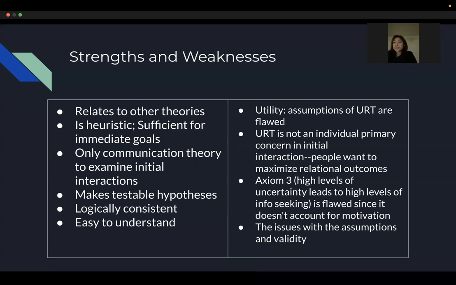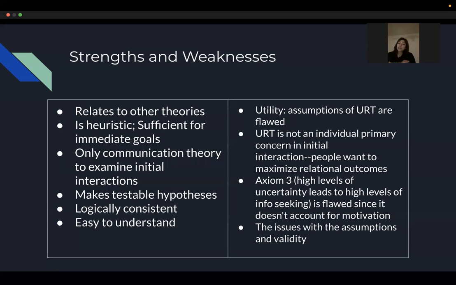Thank you, Colin. So today I'm just going to be talking about the strengths and weaknesses of uncertainty reduction theory. So in the left-hand column, we have the strengths, and on the right-hand column, we have the weaknesses. So uncertainty reduction increases knowledge of what kind of person another is, which provides improved forecasts of how a future interaction will turn out. Uncertainty reduction theory is straightforward.